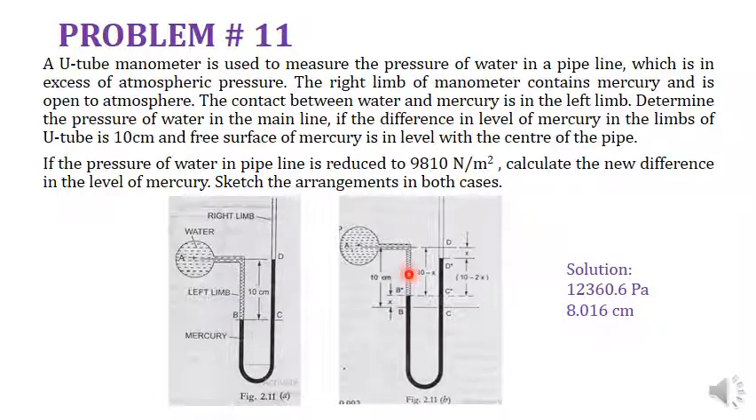If pressure is increased, then this mercury level should go down. If pressure is decreased or reduced, then the mercury level in the left limb should go up, should be risen up. So in this particular case, we are reducing. Here you can see the second part of this statement. The pressure of the water in the pipeline is reduced to 9810. If reduction happens, it will be a vacuum, it will be negative pressure. So this negative pressure will cause the rising of the manometric fluid in the left limb.